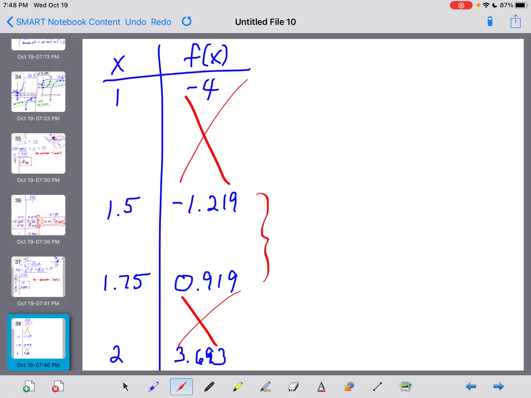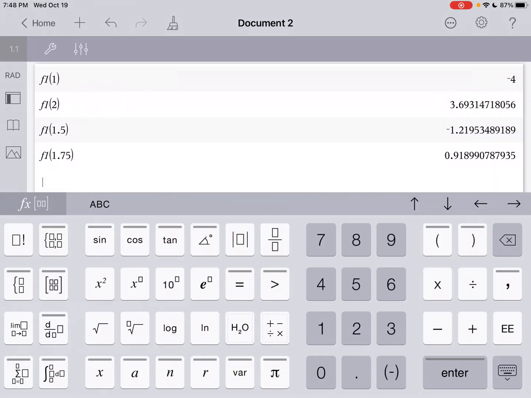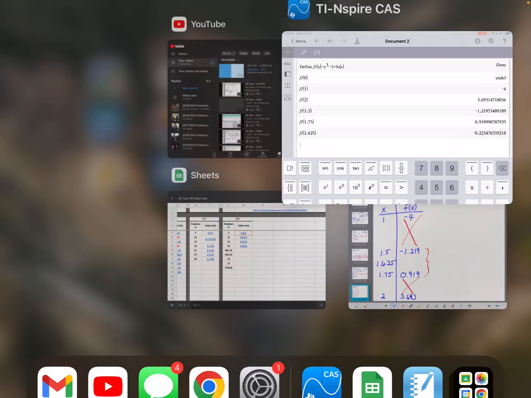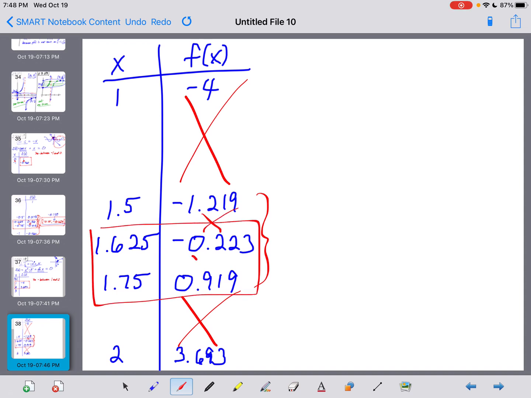Now we're looking at this spot right here. So we'll bisect the interval from 1.5 to 1.75. That's 1.625. Let's see what that does for us. f1 of 1.625 is a negative result, negative 0.223. So where are we looking? Not here. That's not where the sign change is. It's right there where we go from negative to positive, and we've got to equal 0 for some c value in between.